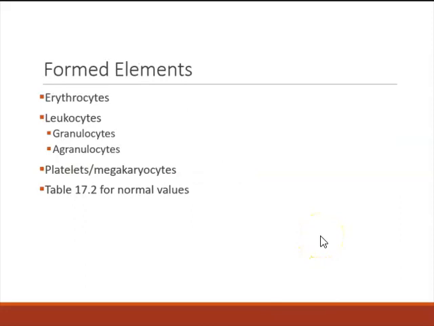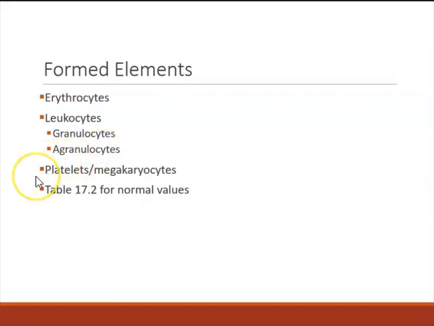Now here are the formed elements. We have our erythrocytes, also known as the red blood cells. We have our leukocytes, also known as our white blood cells, and there are two types of leukocytes: granulocytes and agranulocytes. This is classified based on whether or not there are granules within the cytoplasm of these cells. Granulocytes obviously have granules in the cytoplasm. Agranulocytes, if you see the prefix A, that means without. So agranulocytes are white blood cells that do not have granules within the cytoplasm.